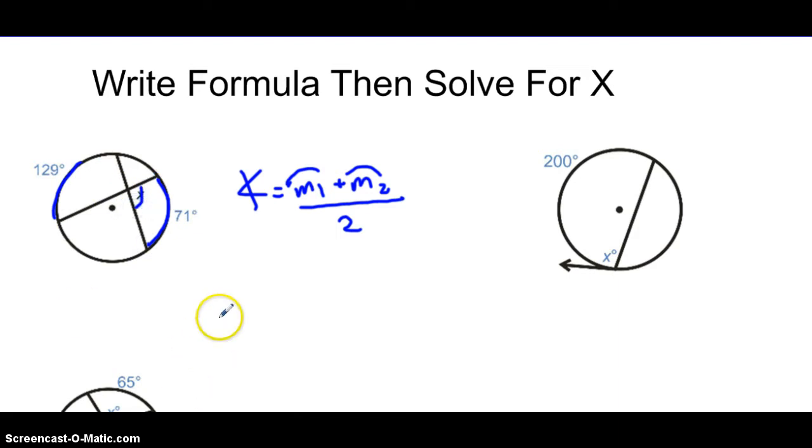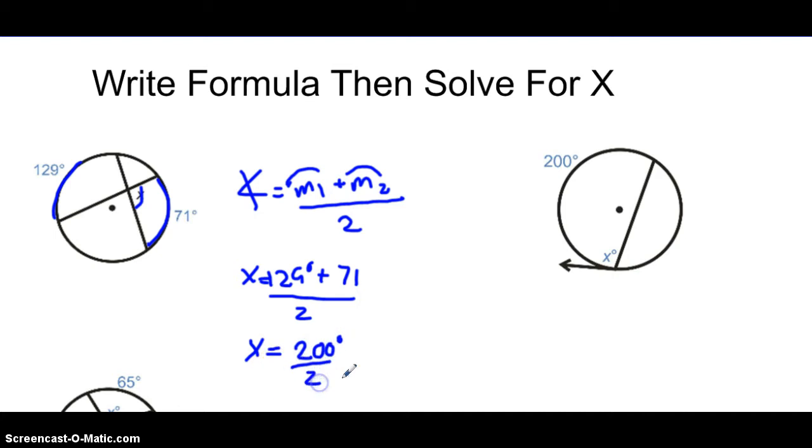So we're just going to plug everything in. So we do x equals 129 plus 71 all over 2. We do a little math. We get this plus this. So 129 plus 71 is 200 divided by 2. And that means x is going to be equal to 100 degrees. Just like that. So we fill this in for this. That's 100 degrees. And since these are vertical angles, I know they didn't ask for it, but we could also say this is 100 degrees.